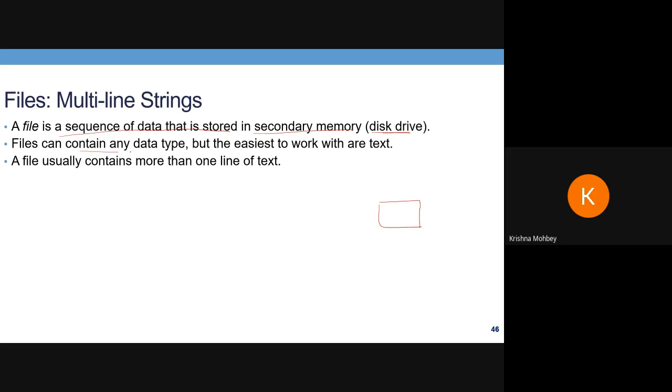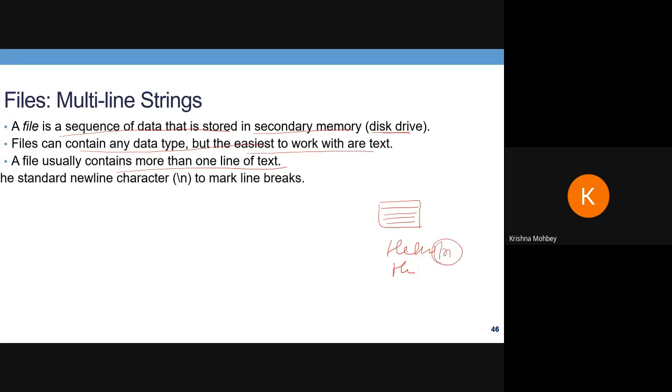The file may contain any data, but it is easier to work with text. A file usually contains more than one line of text, like 1 line, 2 lines, 3 lines we have written here, which may contain new lines also. Like hello we have written here, hi we have written. So \n also has to be stored in the file. So how? See here. Python uses the standard newline character \n to mark a new line.